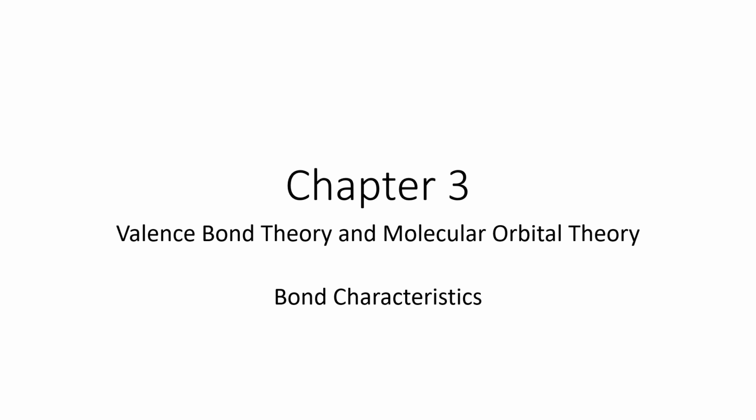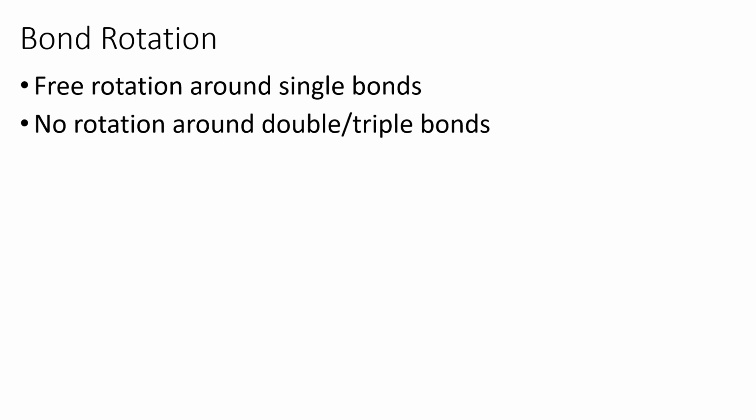In this section of Chapter 3, we're going to be specifically talking about our bond characteristics. So the different types of characteristics that we can have based on the type of bond that we have, single, double, or triple, and the types of overlaps of those orbitals.